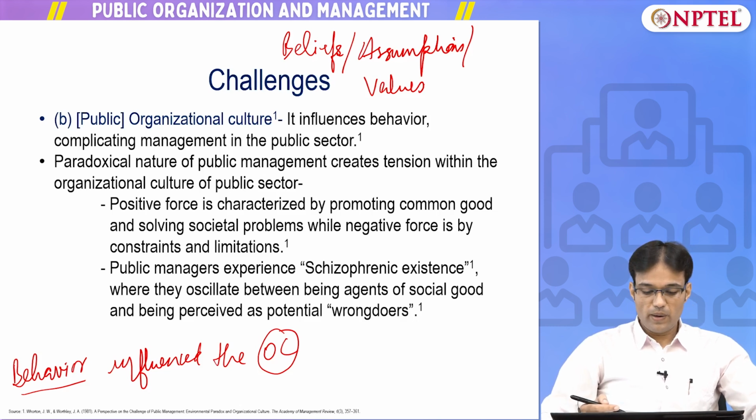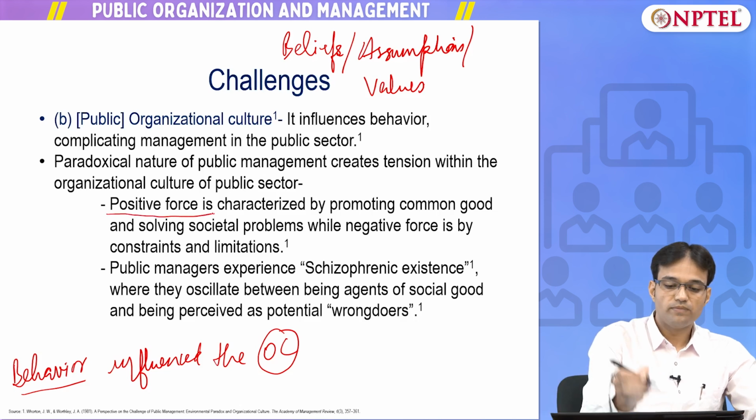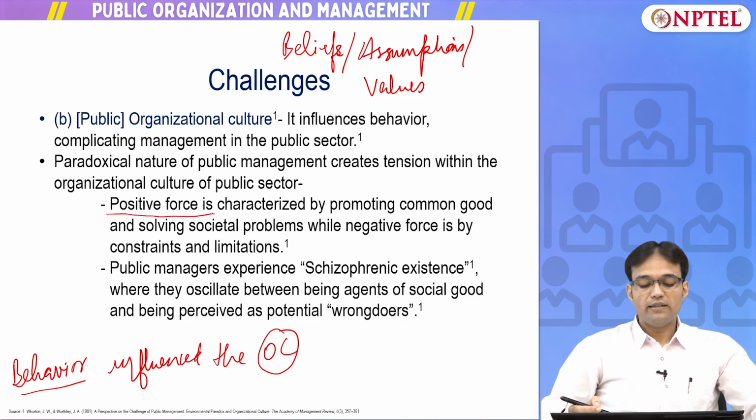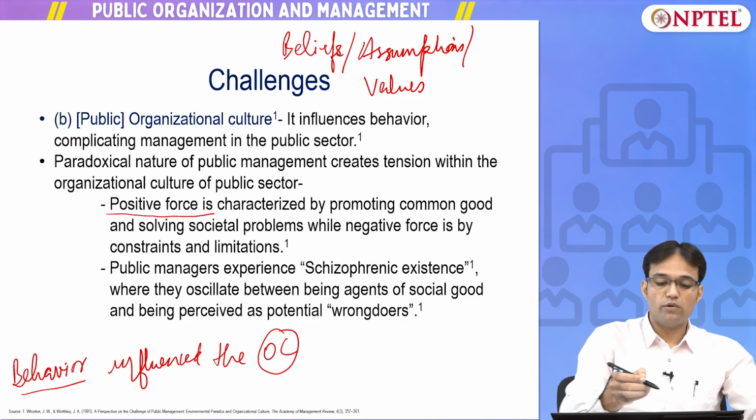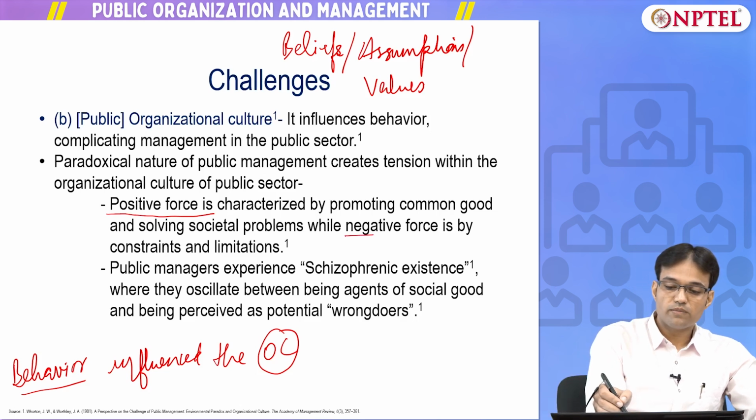Now, as per the paper written by Joseph Wharton and John Worthley, which I have mentioned also here, and I am quoting here, the source of organizational behavior in public organizations emerges from a paradox. What is the paradox? The paradox is about philosophical expression of high ideals and aspiration, which is a positive force, and distrusting statement of constraints and limited powers, which is a negative force.